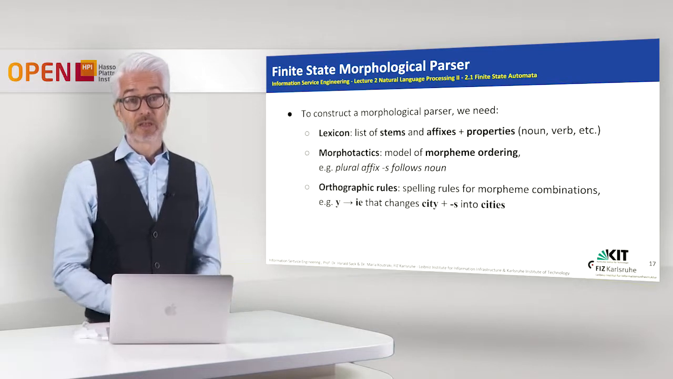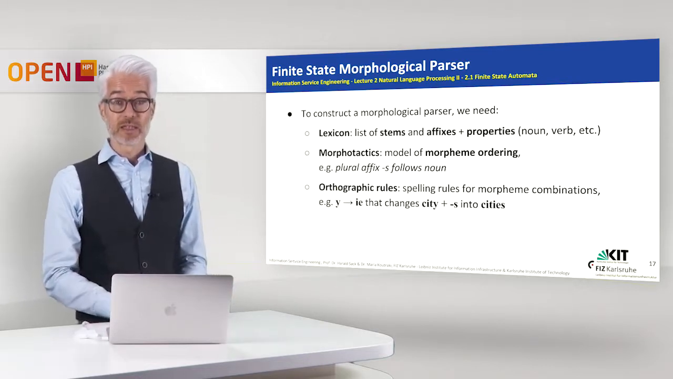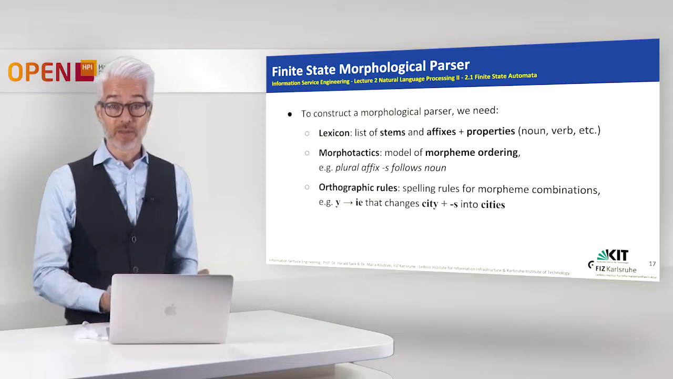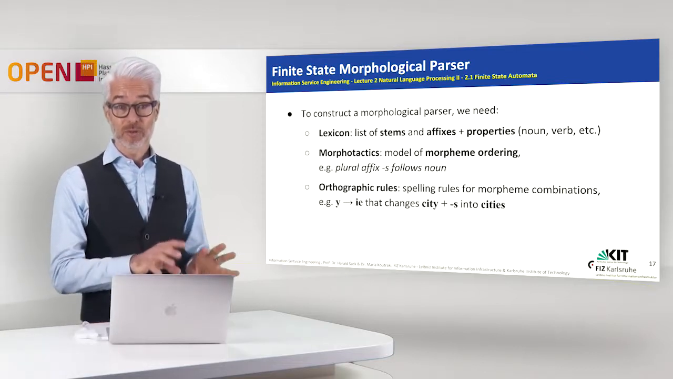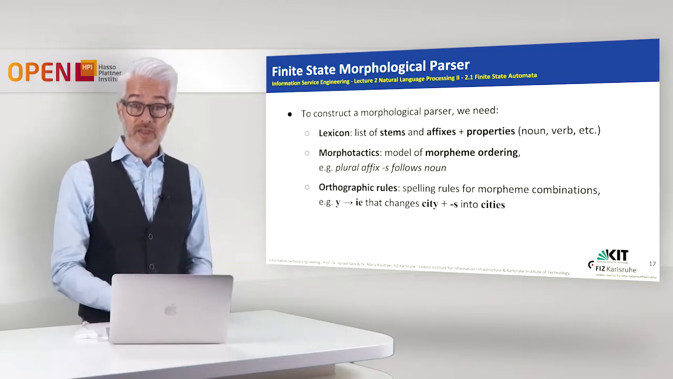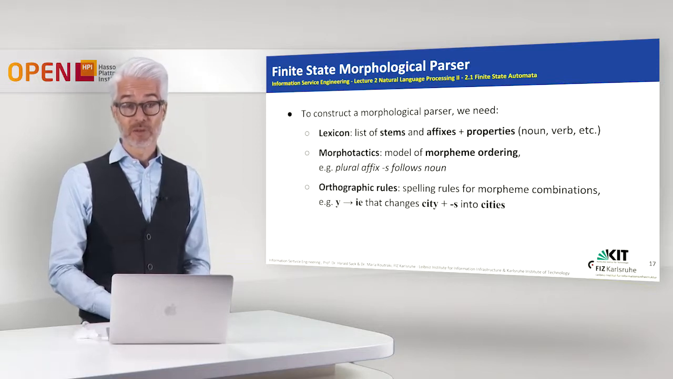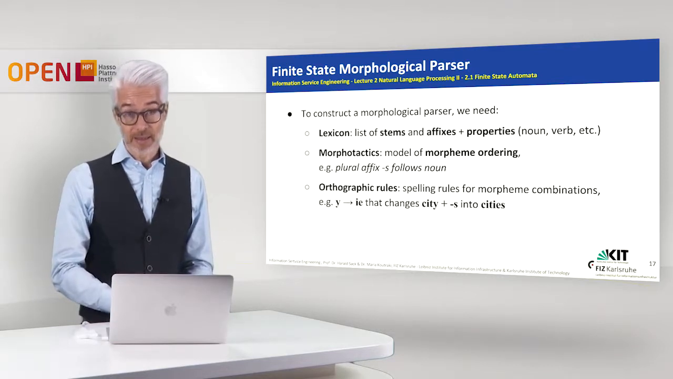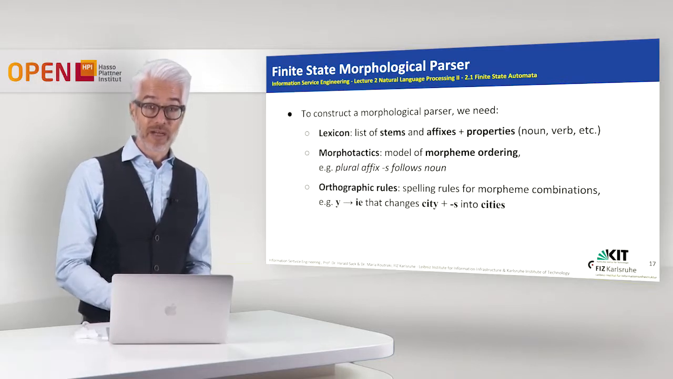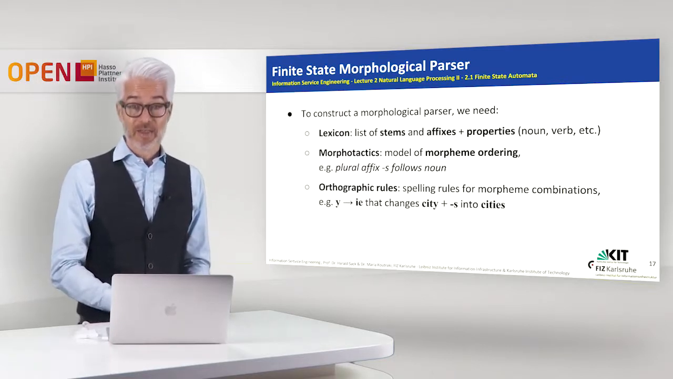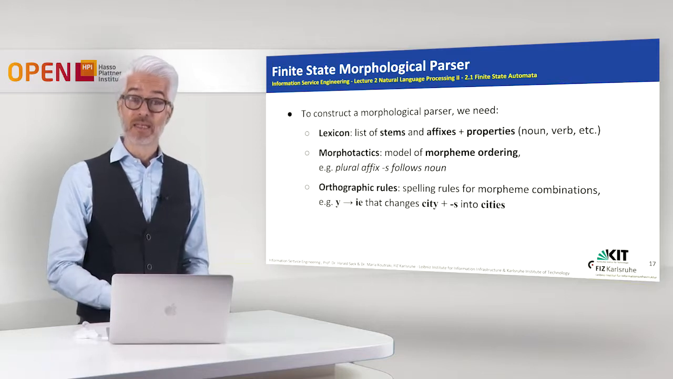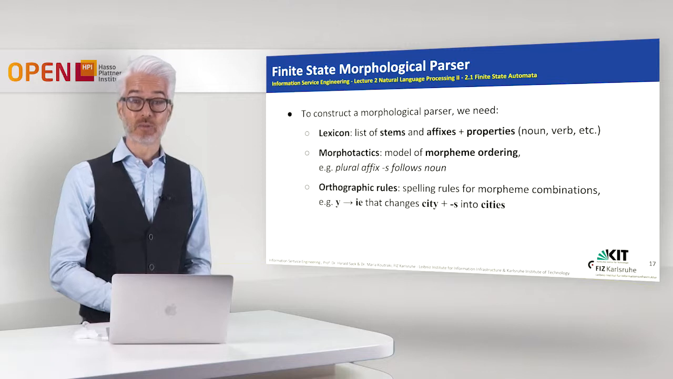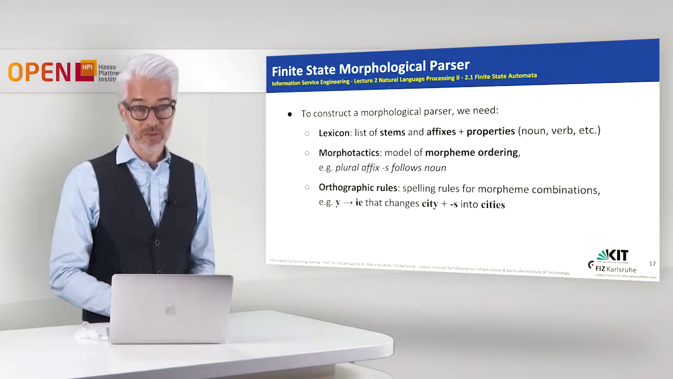And then, for example, when we are talking about the English language, we also have to take into account some orthographic rules, spelling rules for morpheme combinations. For example, if you use this plural S with nouns that end in a Y, then usually for the plural form you have to substitute that Y by the combination of I and E. So for city, which ends in a Y, if you form the plural using the plural affix S, it becomes cities, not ending in YS. In the end, it's written with IES. So this is an orthographic rule which has to be taken into consideration.